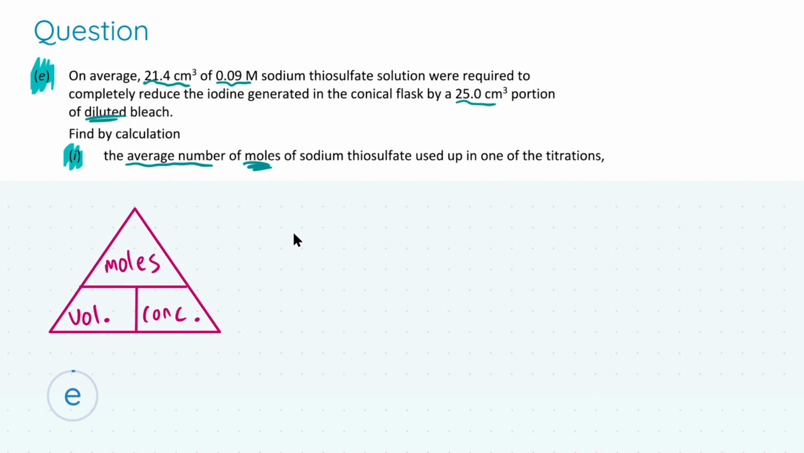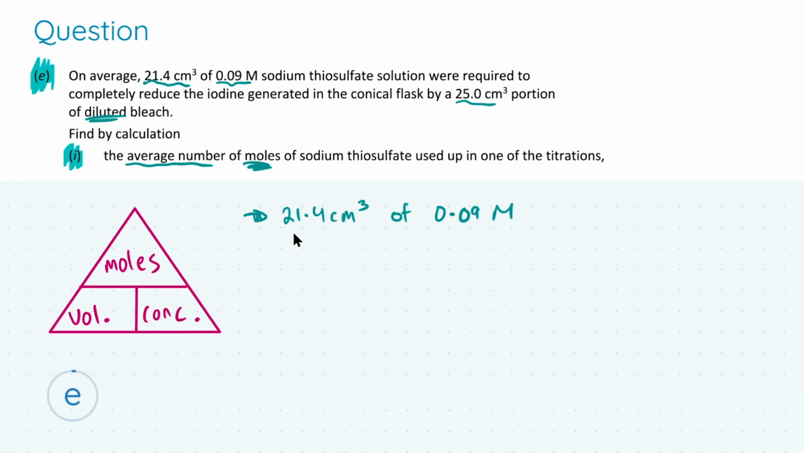We are told that we need 21.4 centimeters cubed of this 0.09 molar solution in order to completely reduce the portion in our conical flask of the diluted bleach. And we're asked to find the average number of moles of this sodium thiosulfate solution. We don't really care about the diluted bleach, because we're just asked about the sodium thiosulfate. So we can use our triangle here to find what we're looking for. We were asked to find our number of moles, so that's the one thing we don't have. That's what we're trying to find out.